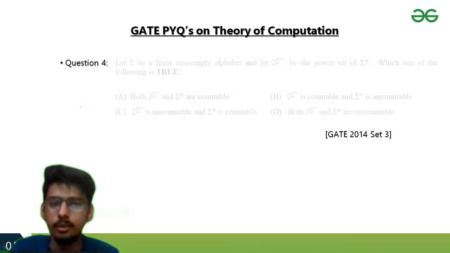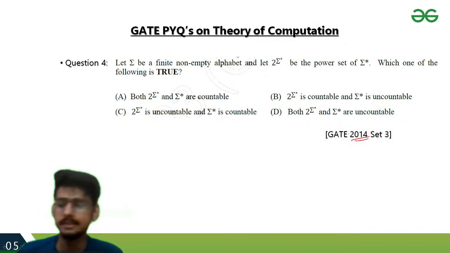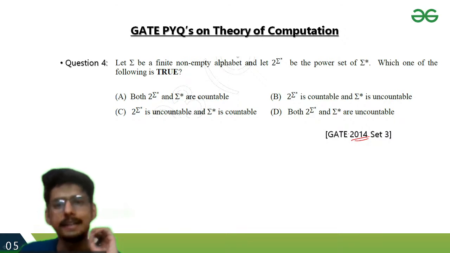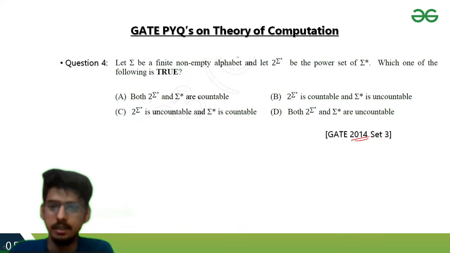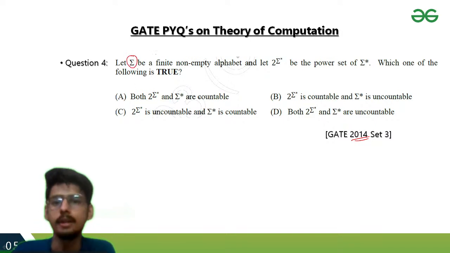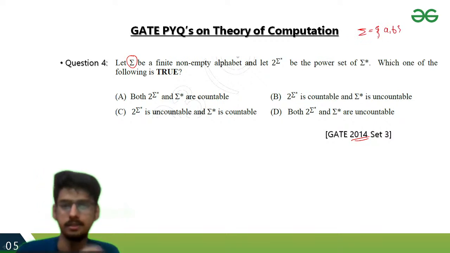Now the question 4, again it was asked in GATE 2014, set 3, right? So now this question is very much property based. It's directly property based, I would say. Why? Because there is a property. Let me first read the question. So let sigma be a finite non-empty alphabet. It is finite. First of all, let's suppose sigma is equal to {a, b}. All right, this is the first thing.